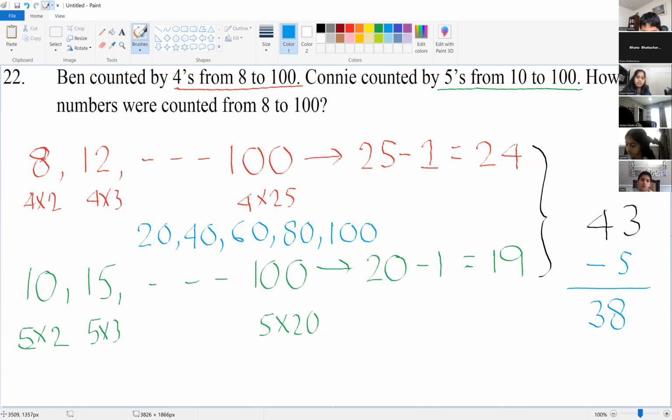Oh wait, I don't get it. Why is it asking for the numbers from 8 to 100? So doesn't that mean the first pattern? Well, there are some numbers which Ben did not count, but Connie counted, like 10. Oh, okay. So we have to get those numbers and add them, right? Ben did not count 10, but Connie counted 10. So that needs to be counted.